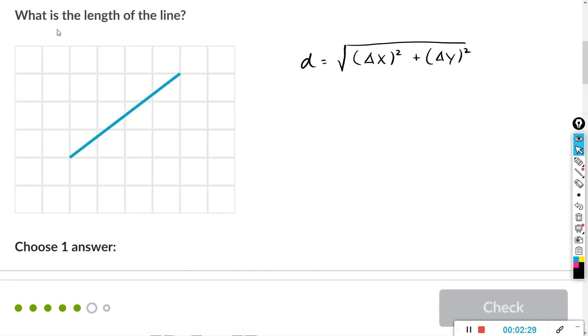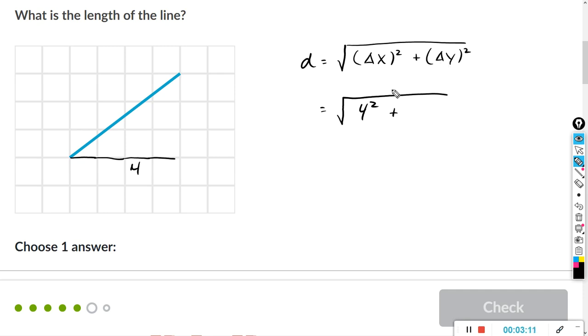Okay, so once again, they're asking us what is the length of the line. The length of this line is the same distance from here to here. So we're still just using the distance formula. So first we want the change in x, and x is left, right, so we just count. 1, 2, 3, 4. Okay, line it up with the other point. That's 4 units. You don't have to worry about negative or positive. So change in x is 4, and that gets squared.